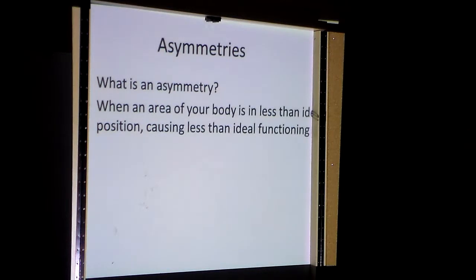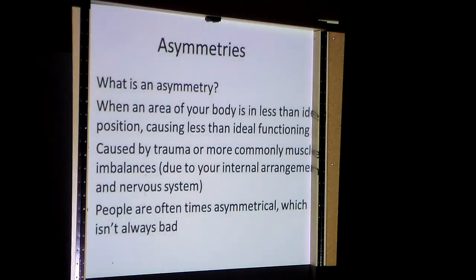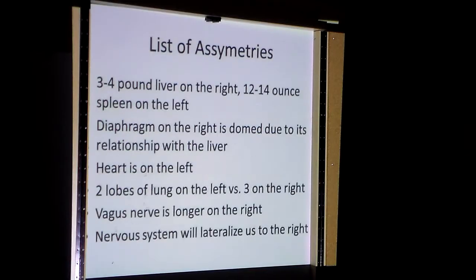Predisposed to maybe having a functional problem, but also having pain when they're doing one of these functional tasks. So again, with an asymmetry, it's when an area of your body is in a less than ideal position, causing less than ideal functioning. It can be from trauma, slip and fall on the ice, but a lot of times it's just from being sedentary. And it's not bad to be asymmetrical, it's just bad when you get stuck in that position.